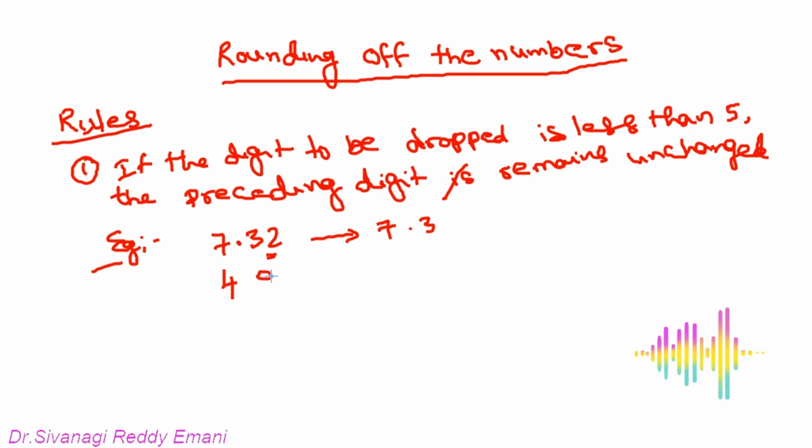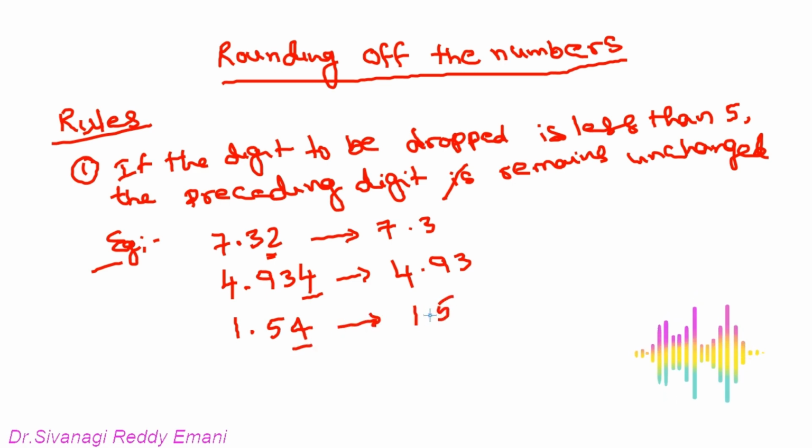The next one is 4.934. If we want to drop the last digit, the preceding digit remains unchanged, so 4.93. Another one is 1.54. If we want to drop the last digit, we simply write 1.5. So if the digit to be dropped is less than 5, there is no change. We can simply drop it. That is the first rule.